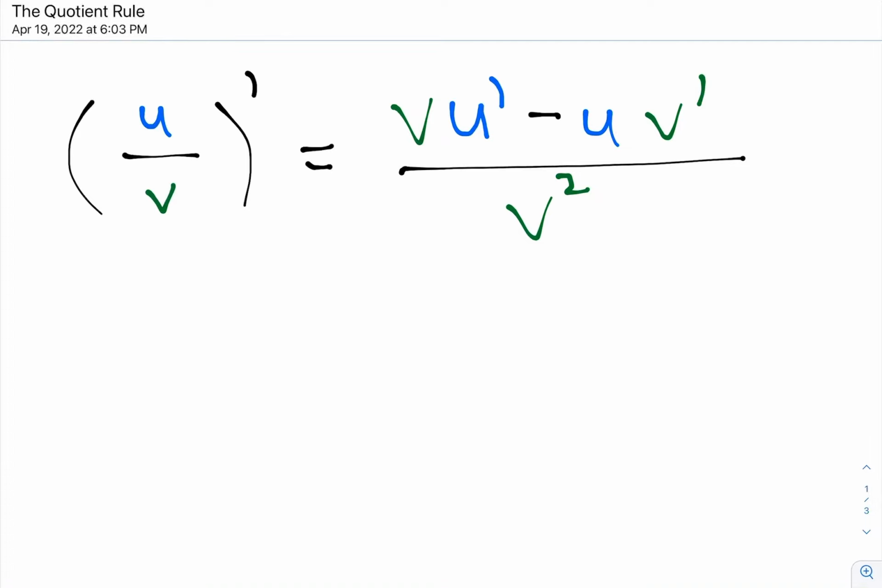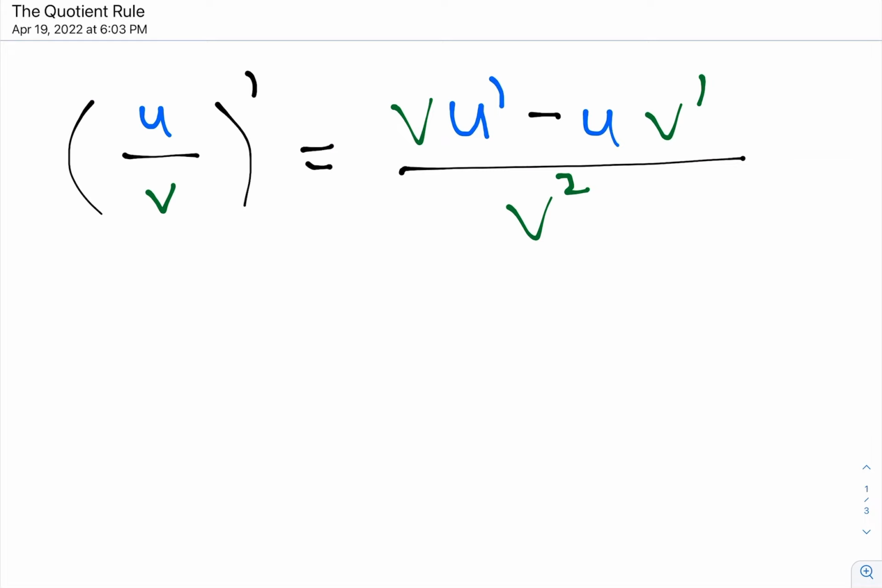Hi there. So if you watched my last video, you know that when we have two functions, u and v, multiplying together, and we're taking the derivative of that entire product, we had this neat little formula: v times u prime plus u times v prime is going to give us an equivalent derivative.